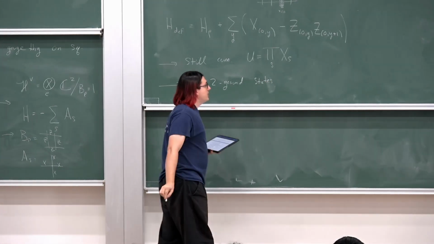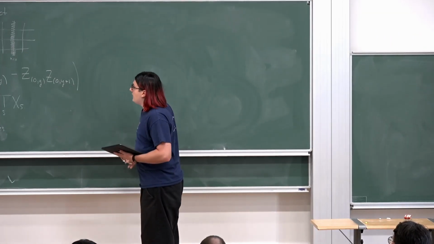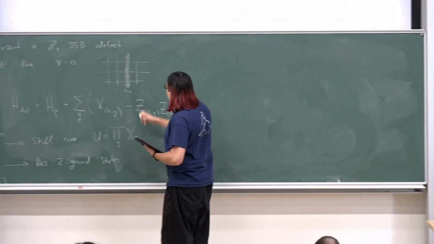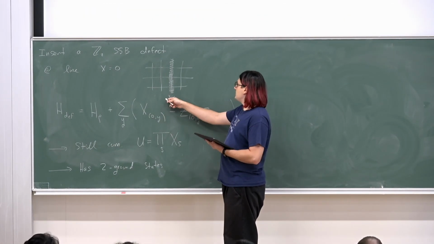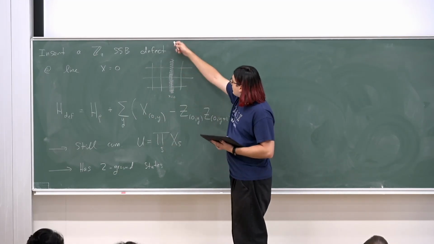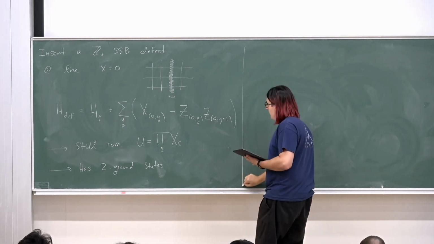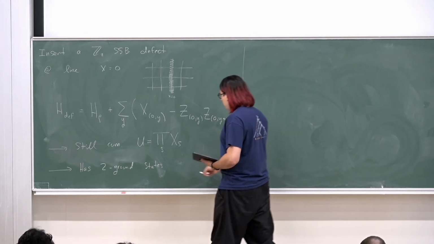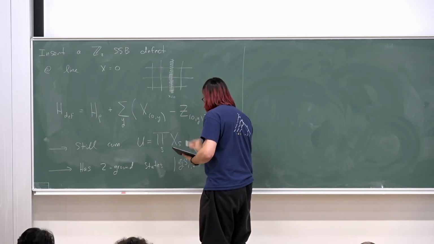It's a gapped Hamiltonian now with two ground states. And they're going to be ground states where every qubit that does not have x equals 0 has the Pauli X operator equaling 1, and for all the qubits along this line, the product of Z's is equal to 1. So there's two ground states. I'll call them GS1, 2.